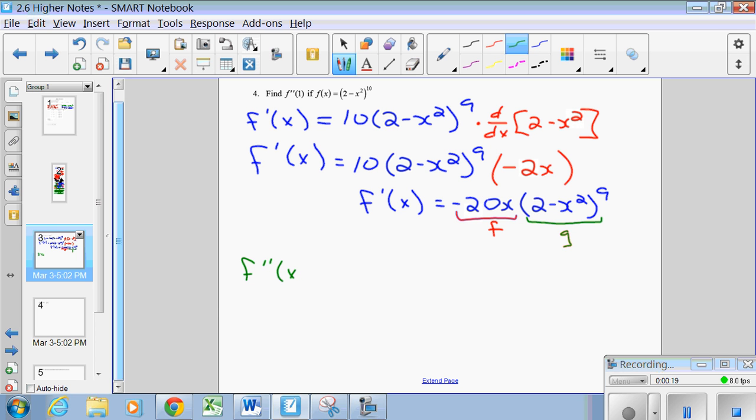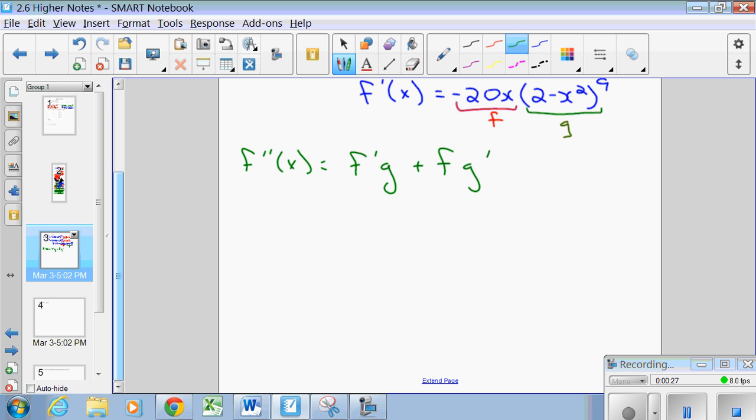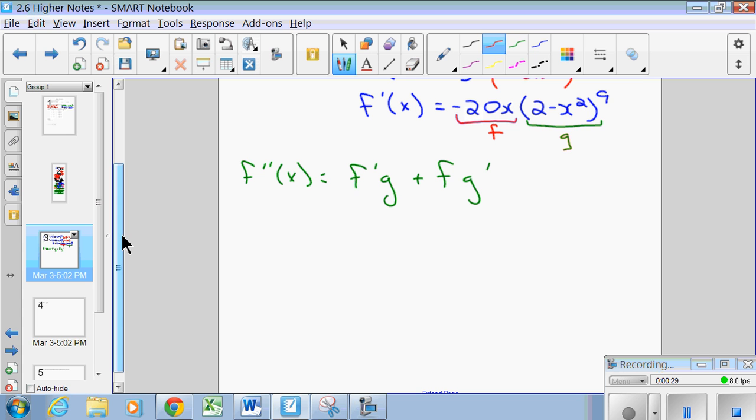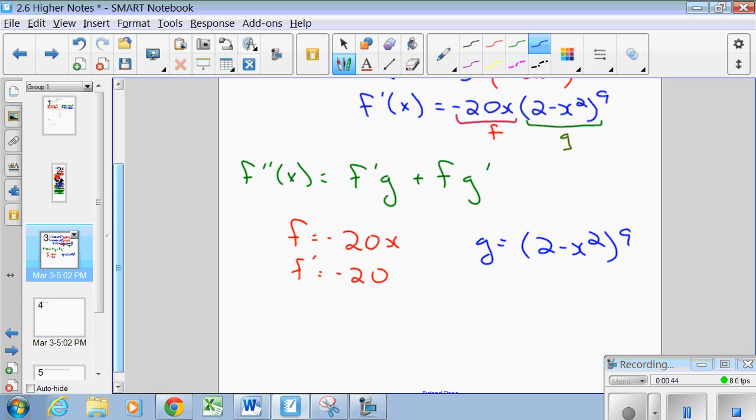to need to be expressed as the product rule, because our first derivative ended up being a product of two different functions. So if we talk about f equaling negative 20x, then that derivative is negative 20. And if we look at the g value as being 2 minus x squared to the 9th, then our derivative, some chain rule here, is 9, 2 minus x squared to the 8th times the derivative of 2 minus x squared.